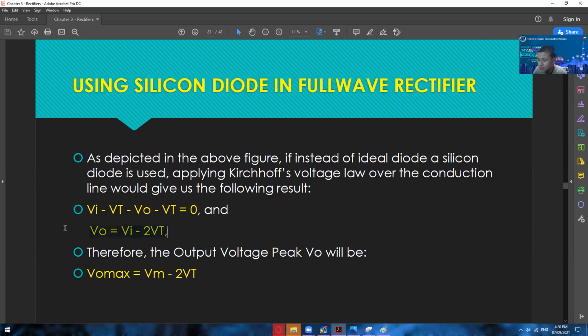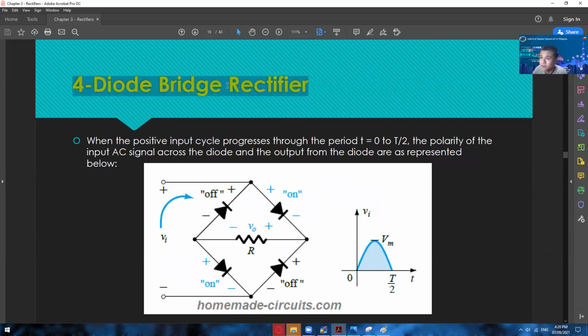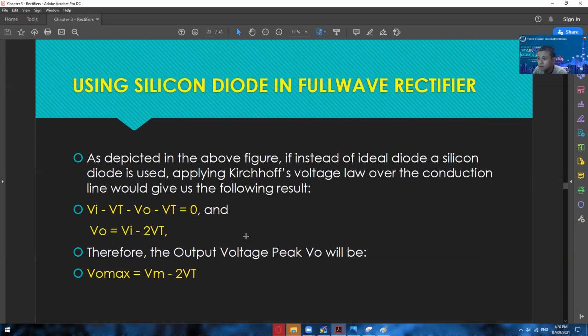So that is why we have a constant formula when it comes to the full wave rectifier, especially if we're talking about the four diode bridge rectifier, because there are other types of full wave rectifier, not just this four diode. So later on, I'll show you guys those different types of full wave rectifier. But yeah, so where are we now?